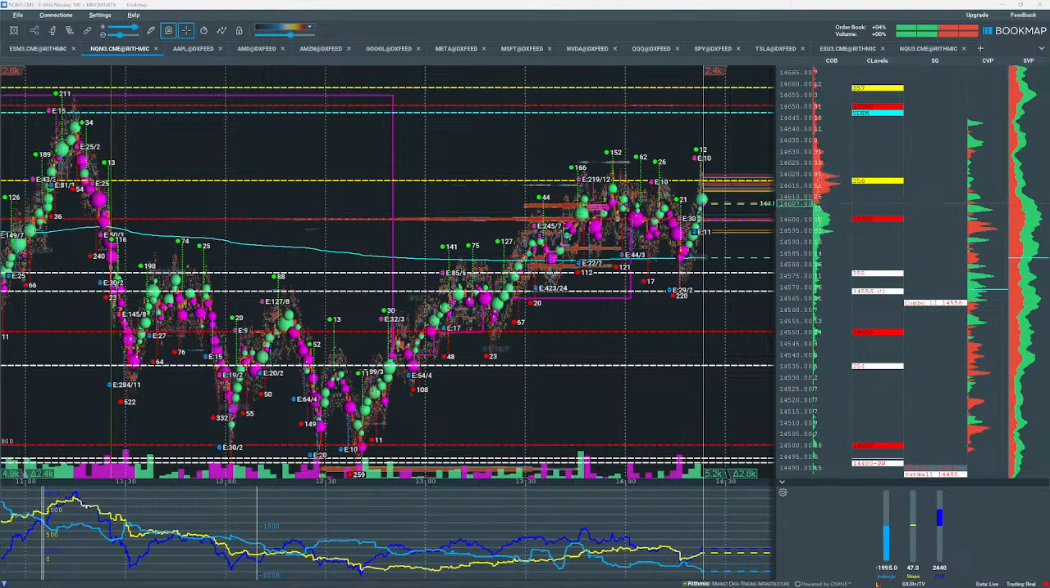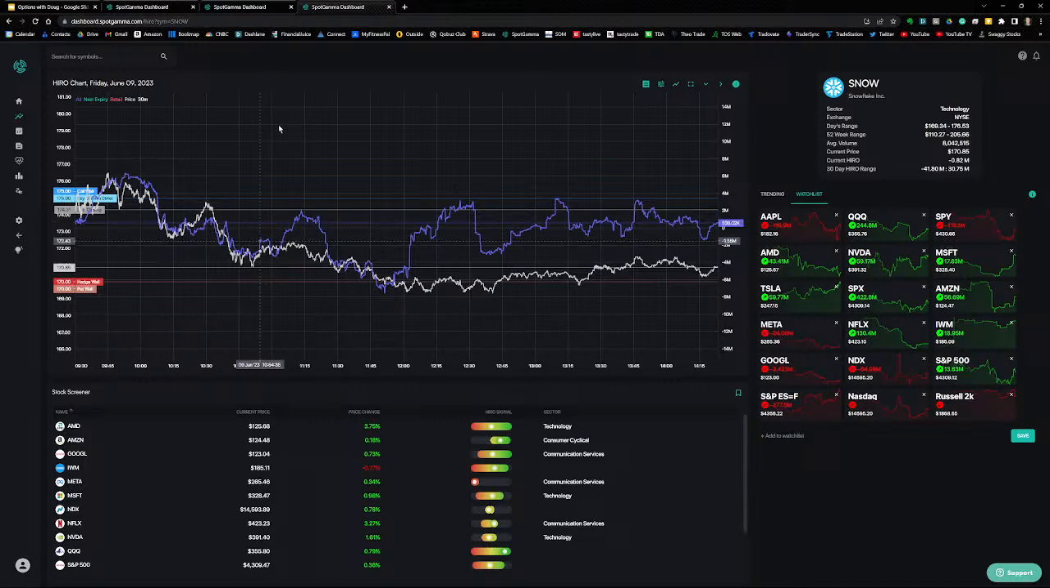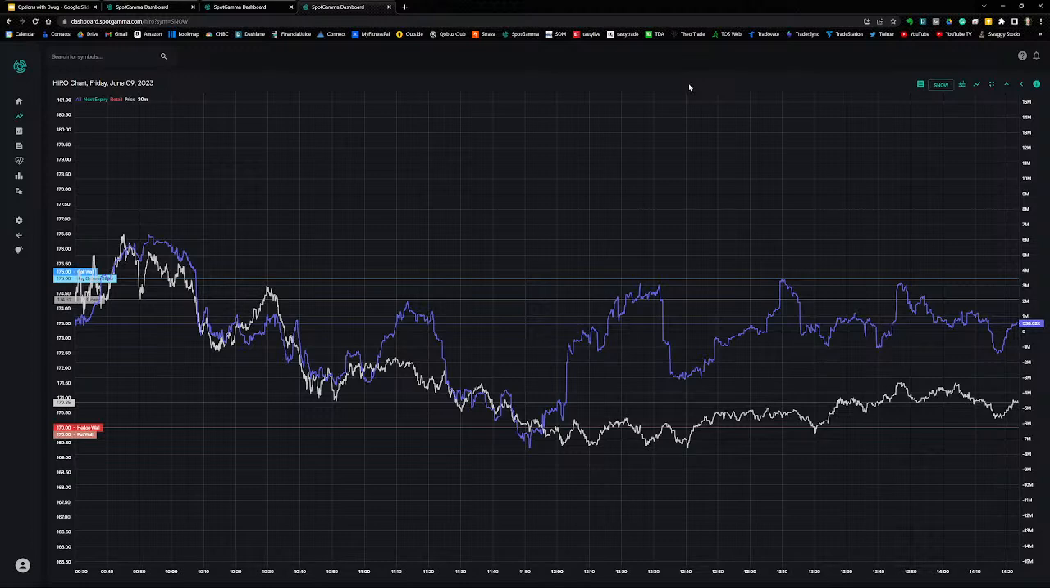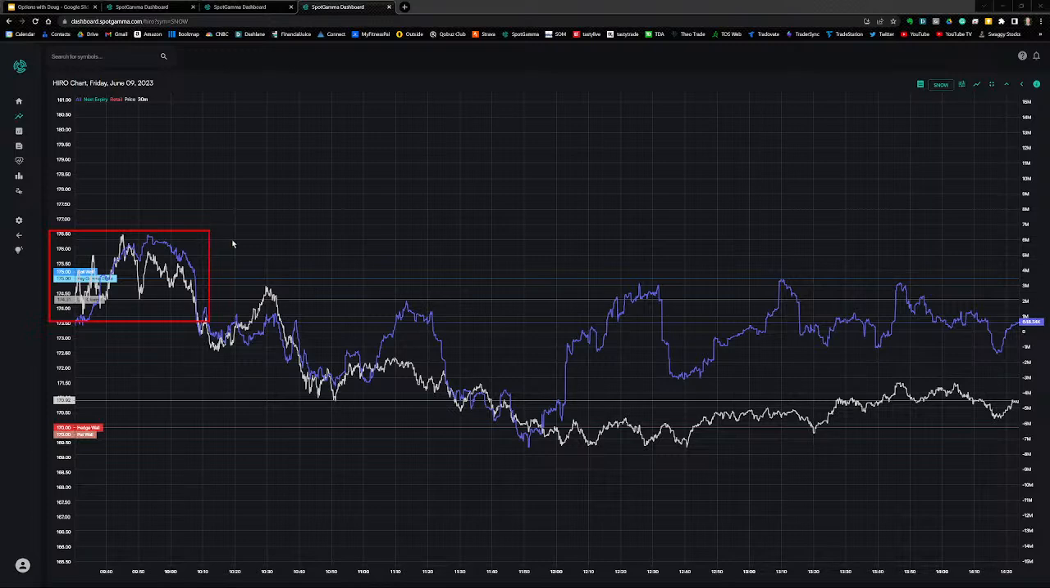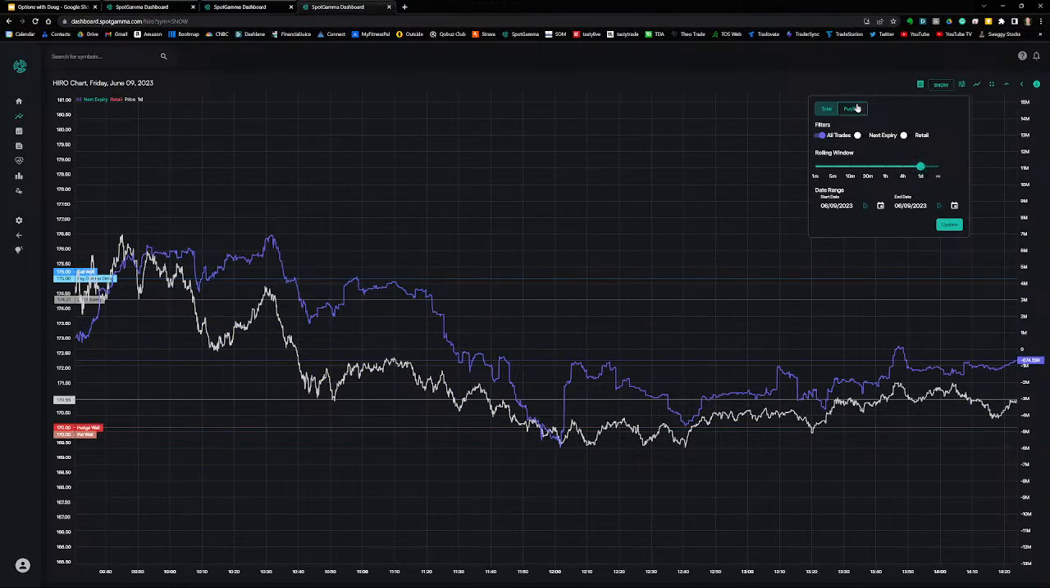All right, let's go take a look at Snowflake in Hero. Again, I don't have it in Bookmap. So it looks like Snowflake found resistance at the call wall. They're at 175. Let's just go to the 1 day period. Back to the 1 day.